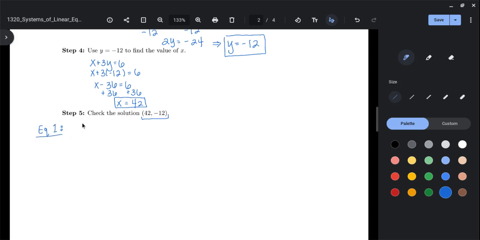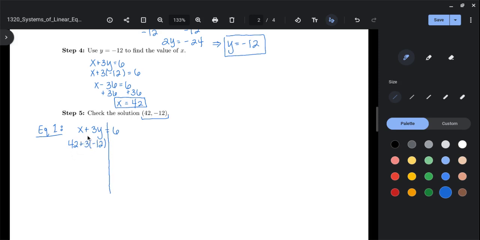So our original equation is x plus 3y equals 6. And the first thing we're going to do is replace x with our 42 and replace y with negative 12. Now, remember, since we are checking, I'm only going to manipulate the left-hand side and see, do we get 6?